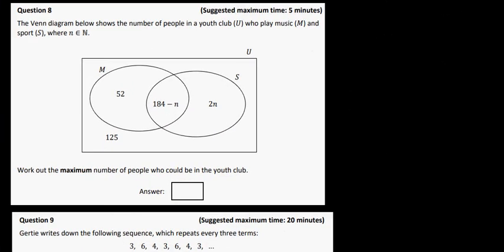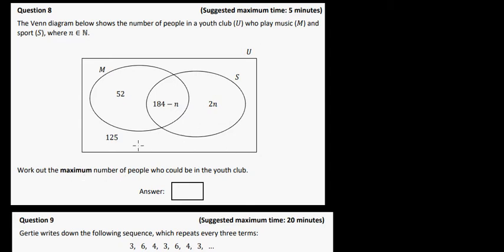Okay, let's have a look at question 8 then. So we have a Venn diagram, and it shows the number of people in the youth club who play music and sports. N is a natural number, so N starts at 1, so it goes from 1, 2, 3, 4 and so on. Work out the maximum number of people who could be in the youth club.